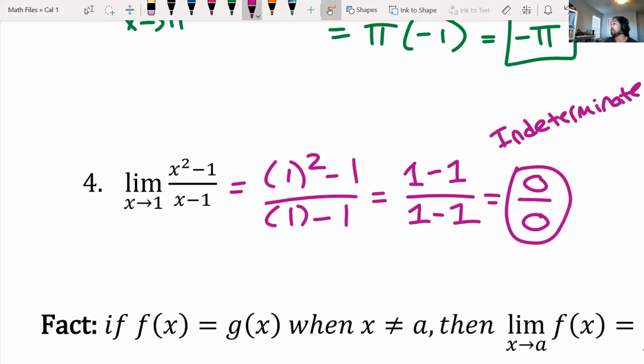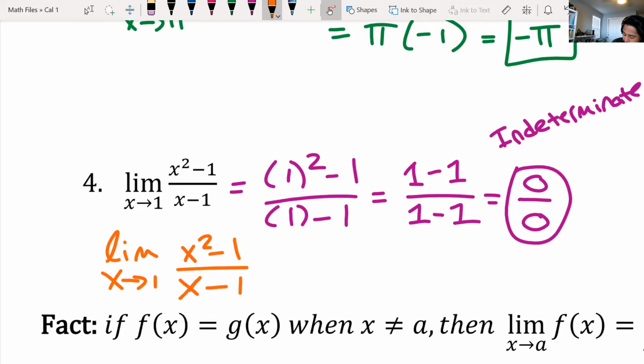Indeterminate, which means that we have to go back to the very first step and see how we can fix it. So if you ever get indeterminate, 0 over 0, come back to the original limit and let's analyze it and see if we can fix it algebraically. And like I said, keep your mind fresh and algebraic.